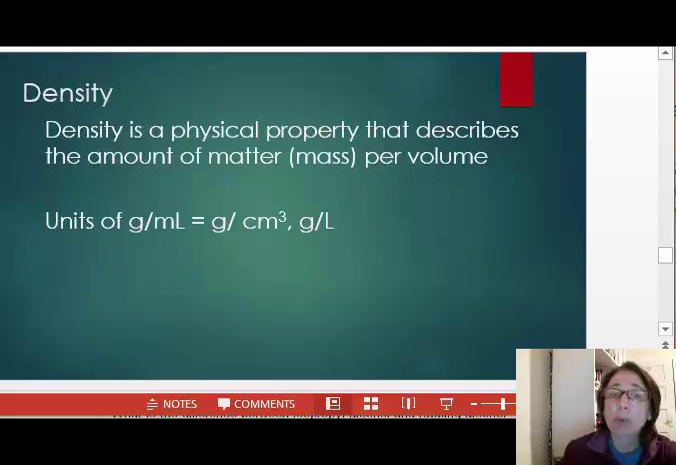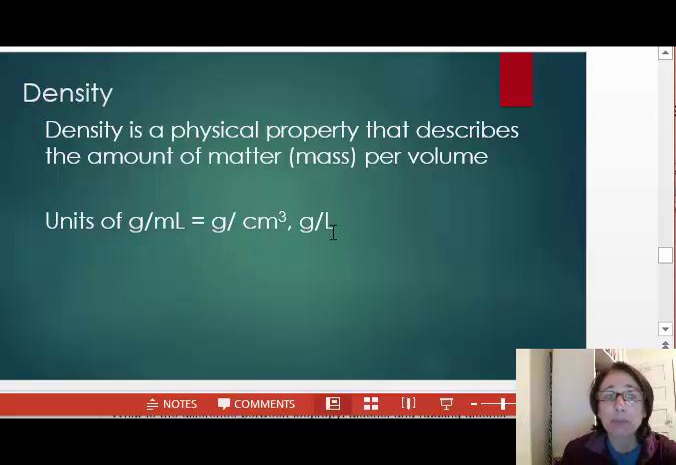Density is a physical property that describes the amount of matter or mass per unit volume. The units of density are ratios of mass to volume units. Chemists typically use grams per milliliter, which is the same as grams per centimeter cubed, and grams per liter, which is used for gases.